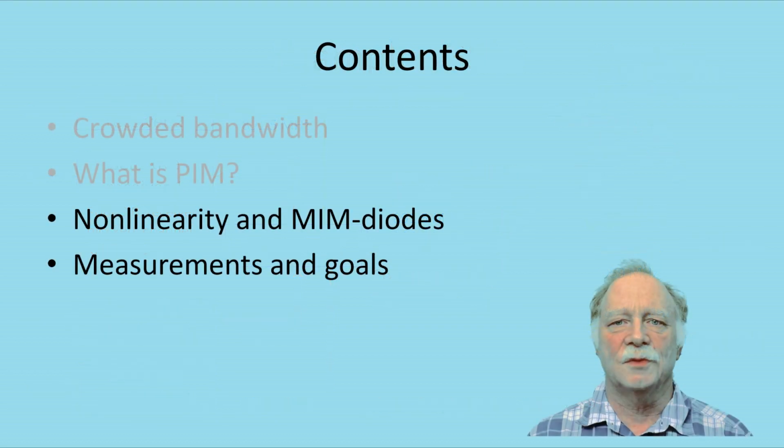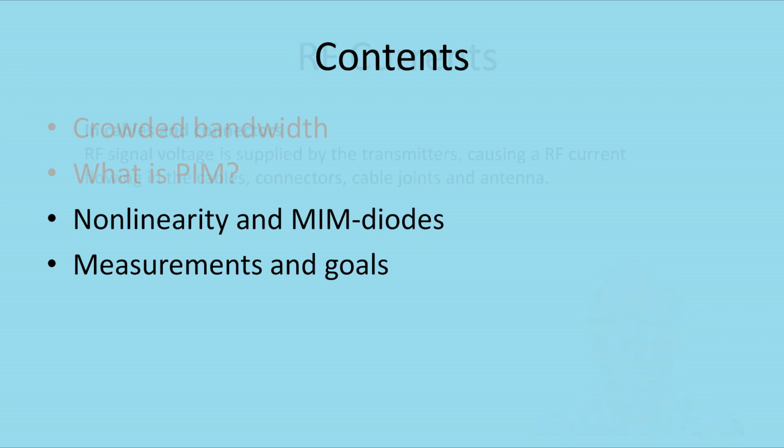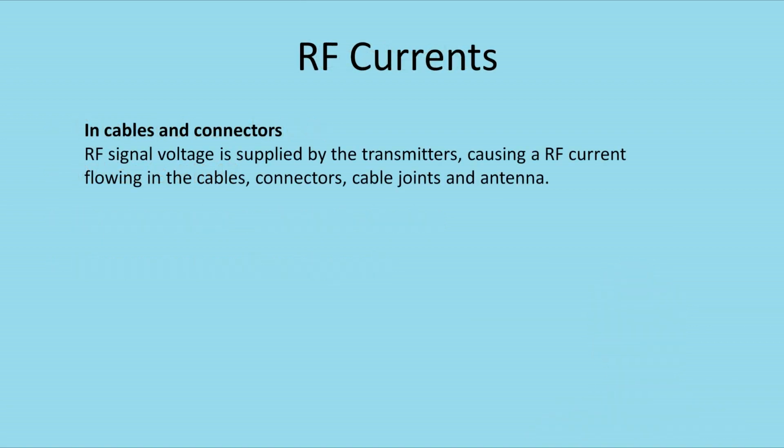The third item deals with nonlinearity and MIM diodes. These are the mechanisms behind PIM and create signals with new frequencies. In cables and connectors, quite strong radio frequency currents will flow due to the radio frequency voltage being supplied from the transmitters.